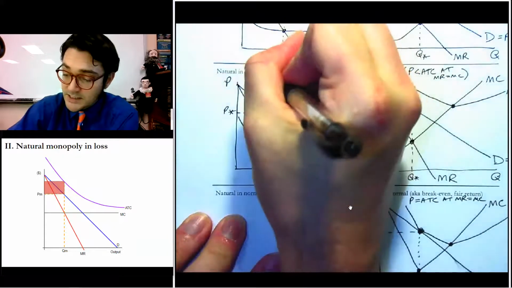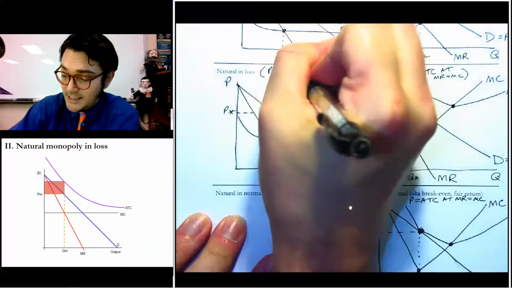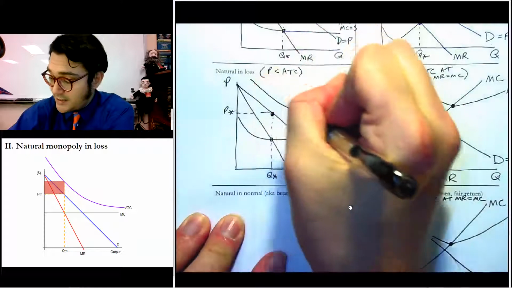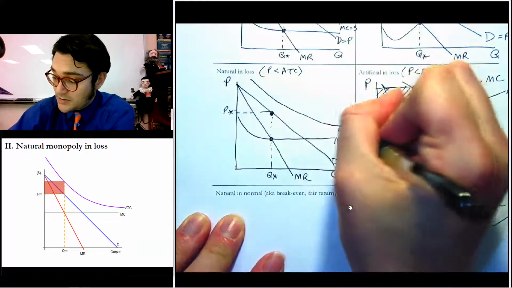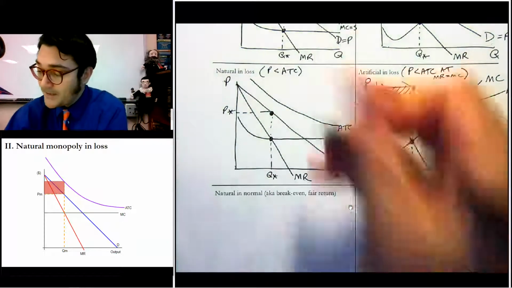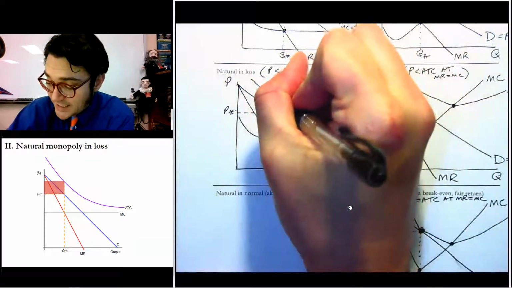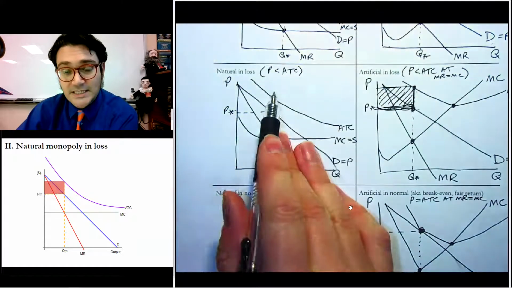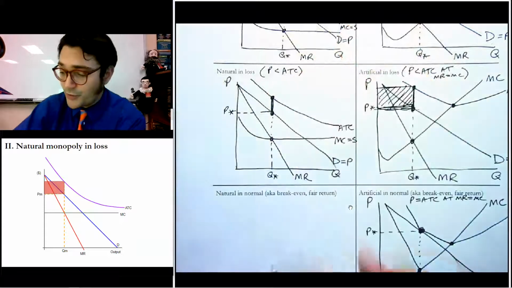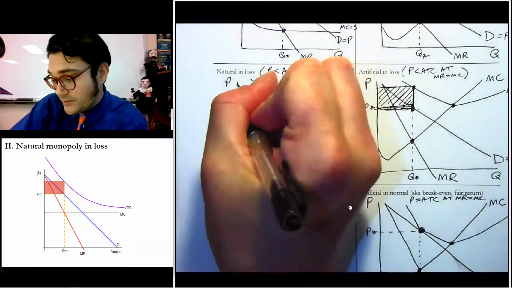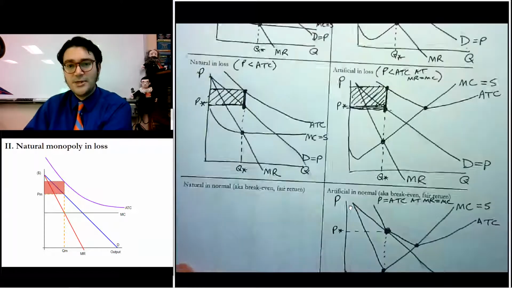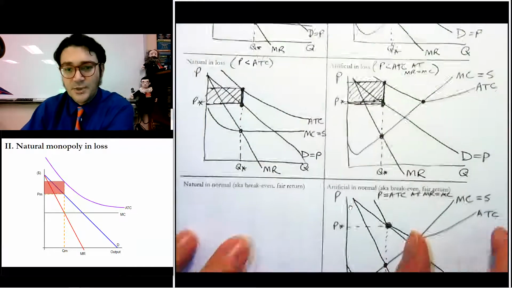But if it's in a loss, then that means the price is less than the ATC. So we're going to have to draw the ATC above, and it's going to come down and get close and close and close. And we never quite see where it starts to come back up again, because remember, it's a natural monopoly. And so we compare price to ATC, and we say, oh, look at that. The ATC is above the price. And we connect those. That's the loss per unit. We go over, and this is the loss rectangle. So it's a natural monopoly and a loss. And you can see they actually look pretty similar again.